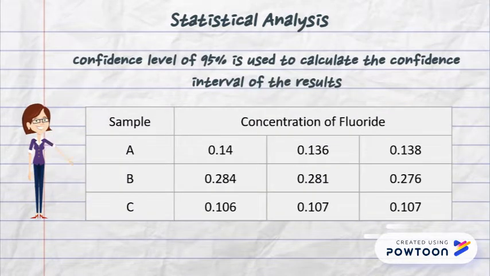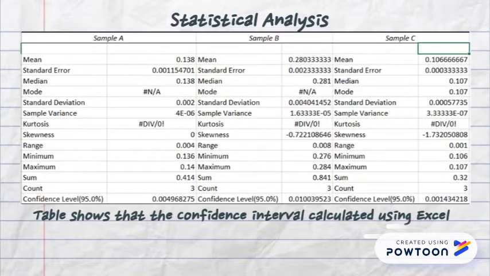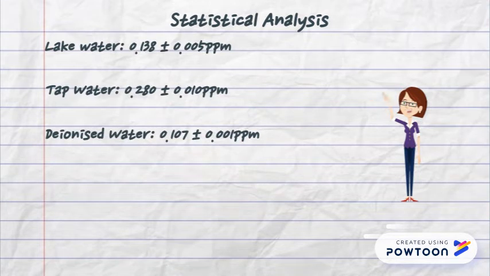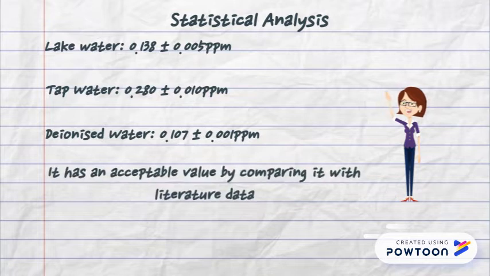A 95% confidence level is first assumed to be the confidence level for the set of experimental data. By using Excel, the confidence interval is calculated, which the interval for sample A is plus minus 0.005 ppm, plus minus 0.01 ppm for sample B, and plus minus 0.001 ppm for sample C. So, after the statistical analysis, it can be concluded that the confidence level is 95% because the experimental data lies in the acceptable range by comparing it with the literature data.